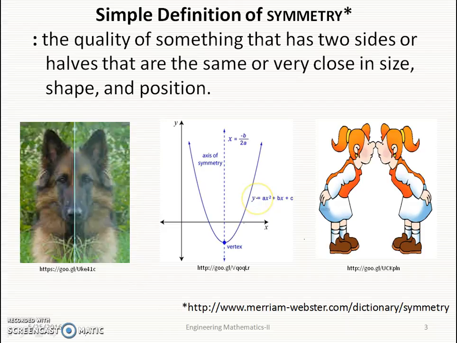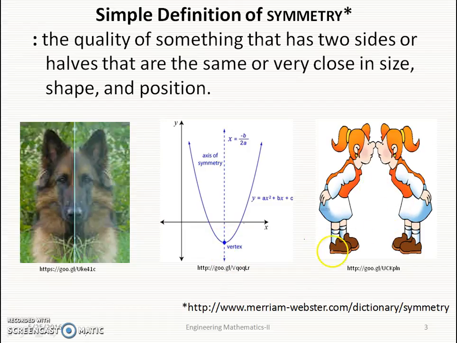In the second example, consider the equation of a parabola, ax square plus bx plus c is equal to y. This is the parabola which passes through this vertex, and it lies in the first and fourth quadrant, and the line passes through the vertex x is equal to minus b upon 2a. We can see here that this curve has two equal parts about this line. Therefore this curve is symmetrical about this vertical line x is equal to minus b upon 2a.